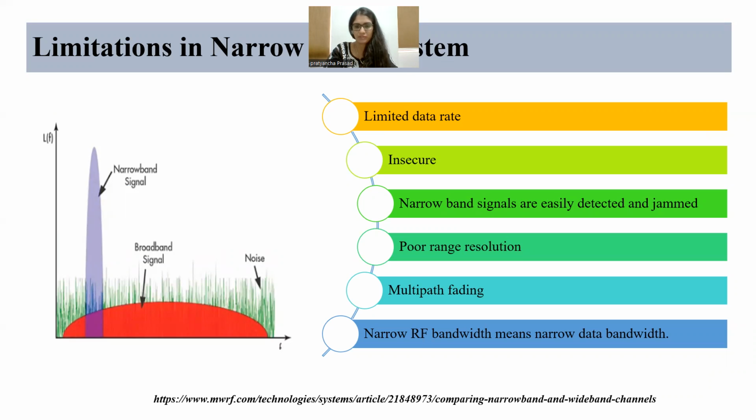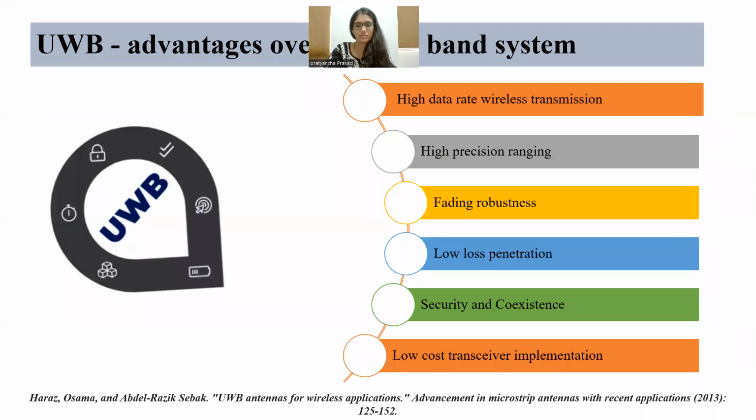The first problem with the narrowband system is the limited data rate. We are able to send only a limited data rate using a narrowband system. Also, it is very insecure, as interference from other bands is very high and signals are easily detected and jammed. Now, when it comes to the range of operating frequency, the availability of space is a constraint for installation of a multi-band antenna.